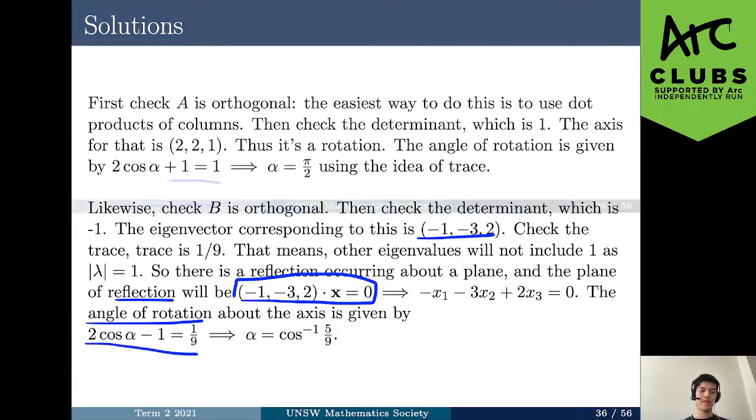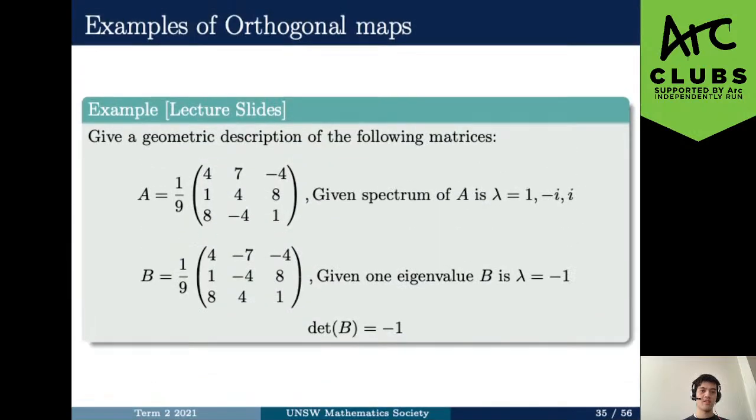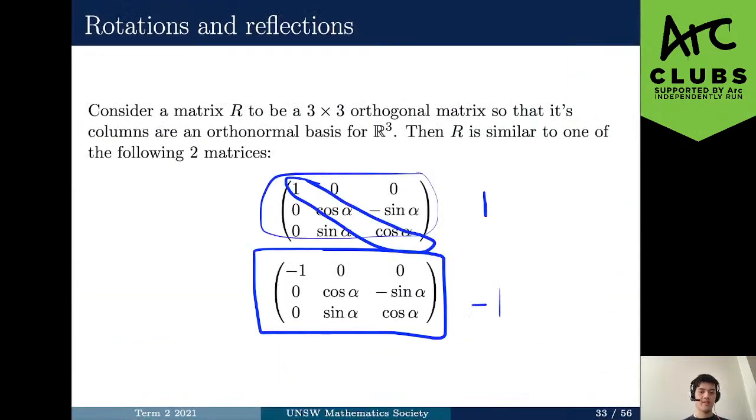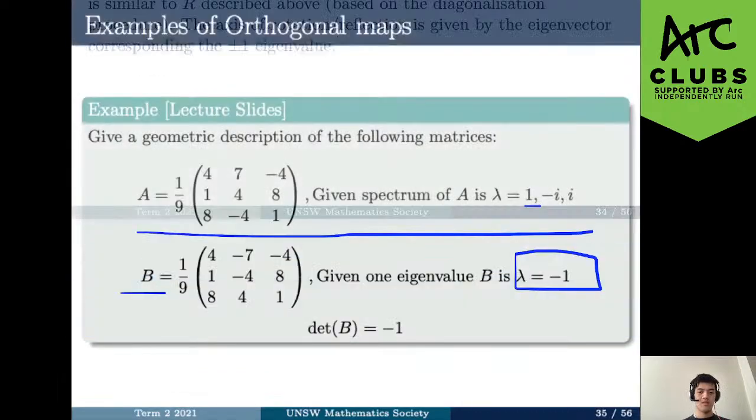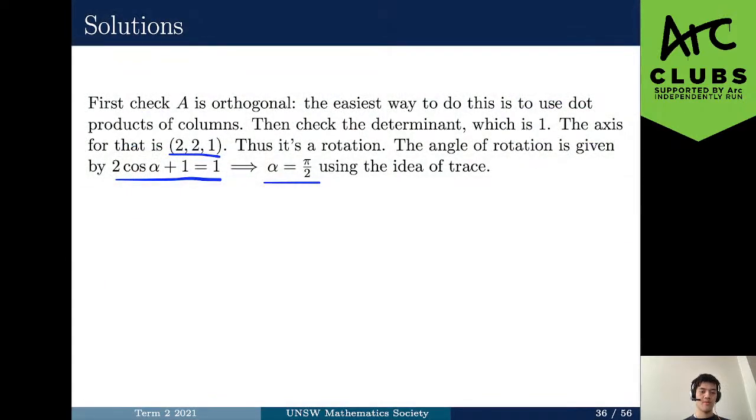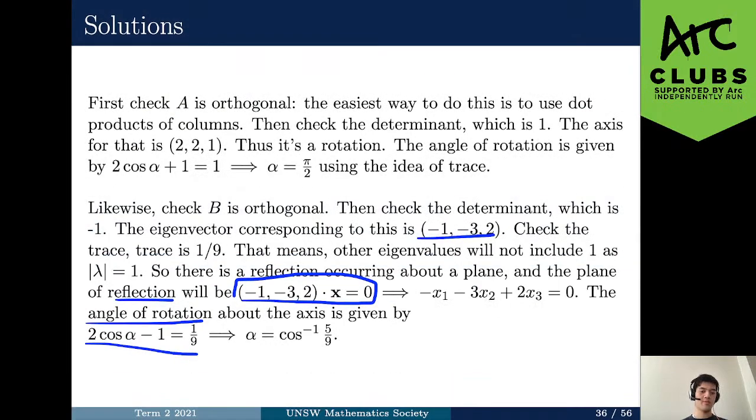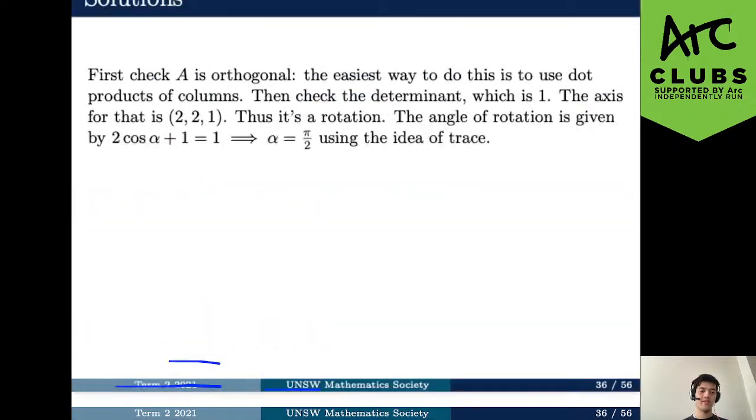Now this is a bit different, right? Because this time it's similar to the second matrix. And the second matrix has a trace of -1 plus 2 cos alpha. So -1 plus 2 cos alpha is equal to 109, which is the trace for this matrix here.